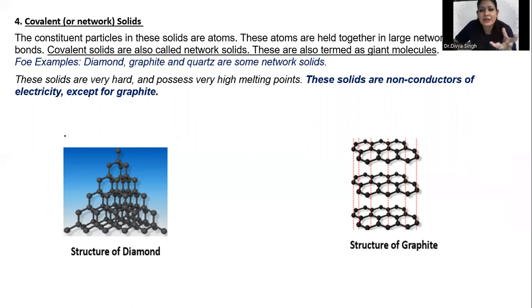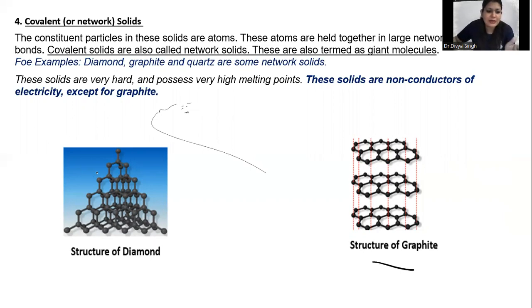Examples of these giant molecules are diamond and graphite. Quartz is also an example. They are very hard because of the giant structure, and they possess a very high melting point. These solids are non-conductors of electricity, but graphite is an example which is a conductor of electricity. Here you can see the structure of a diamond.